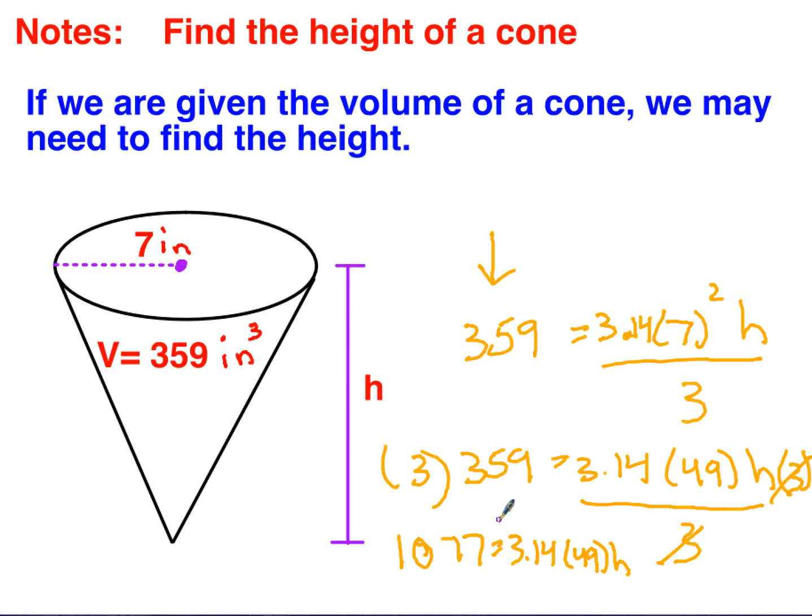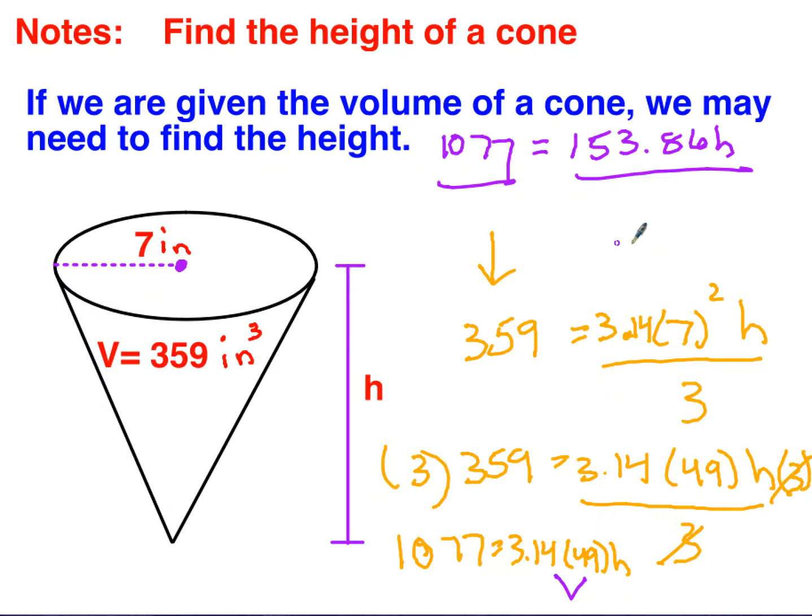Okay, so I've got 3.14 times 49, and I get 153.86 times my height, and all of that is equal to 1,077. So what I just did is multiply these two things to get 153.86. And then, of course, we want to get h by itself.